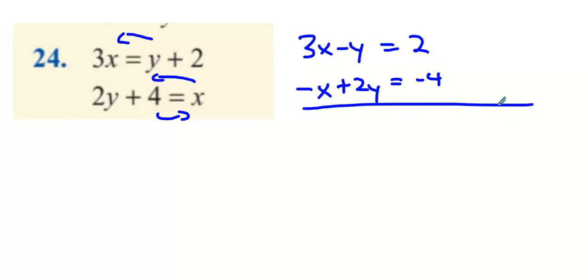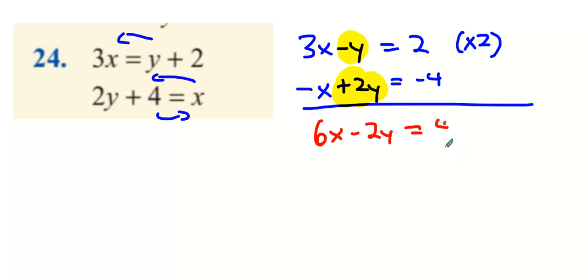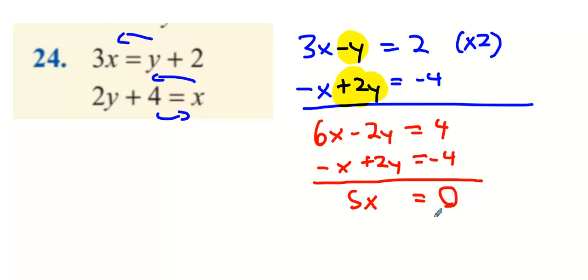We're going to target the y's first. So what gets rid of a plus 2y would be a minus 2y. So if I multiply the top one by 2, what should happen is I'll get a minus 2y to combat the plus 2y. So I get 6x minus 2y equals 4. Then we get minus x plus 2y equals minus 4. Then we get 5x equals 0. And then multiplied by 5 on the left is divided by 5 on the right. This implies x equals 0.